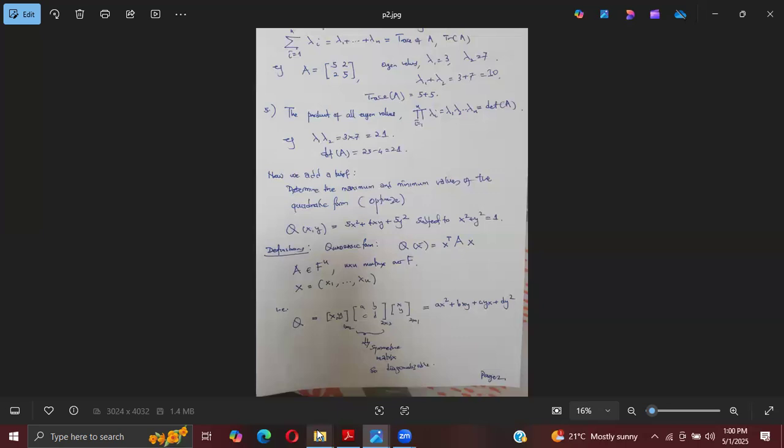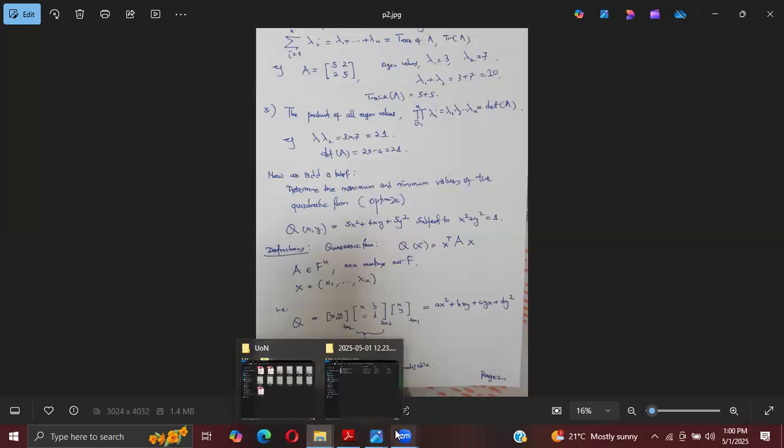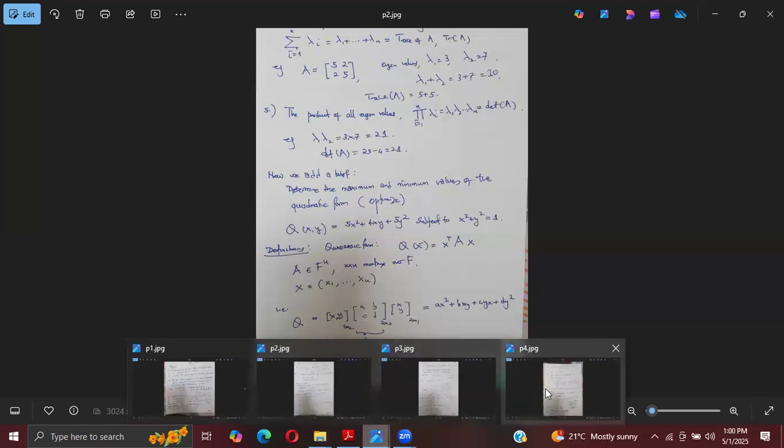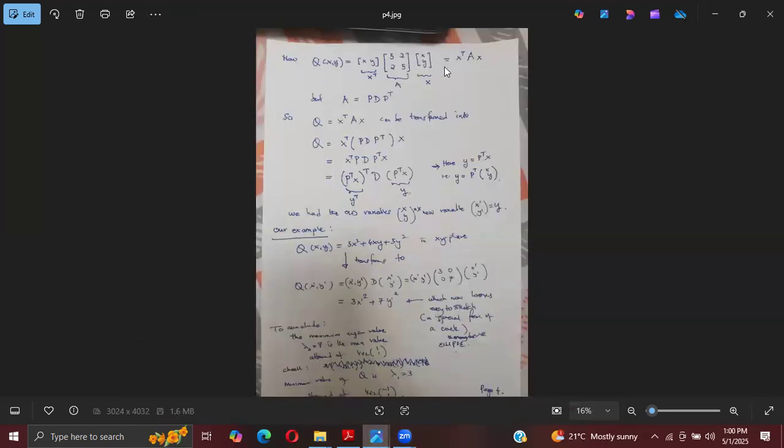So really, this translates into, now where is our page? Page 4. Oh, here. Page 4 is this. So now our quadratic form, that equation, 5x squared plus 4xy plus 5y squared, can be written in this form.